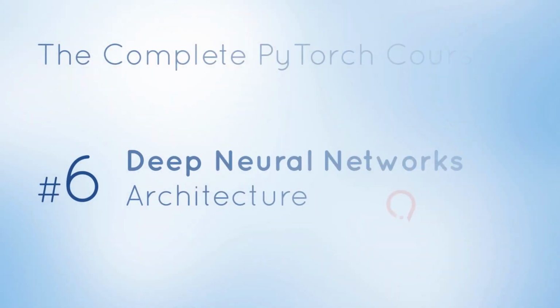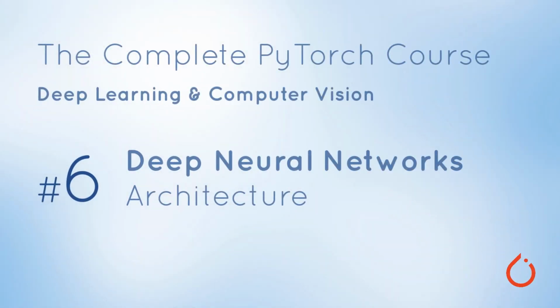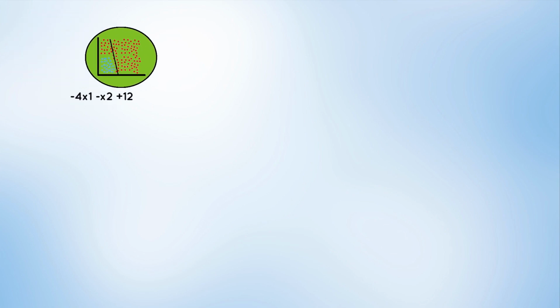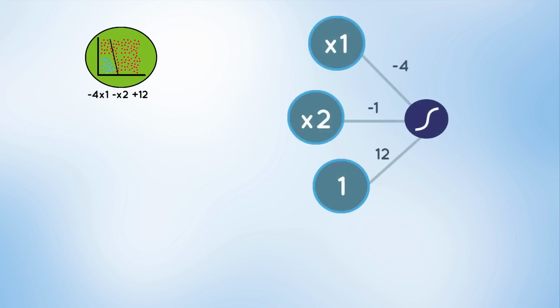In the last lesson, we briefly talked about the building blocks of neural networks, which simply consist of taking the linear combination of models to come up with a new model that better classifies the data. First and foremost, this linear model, whose line is represented with the following equation, negative 4x1 minus x2 plus 12, we can represent it with this perceptron.